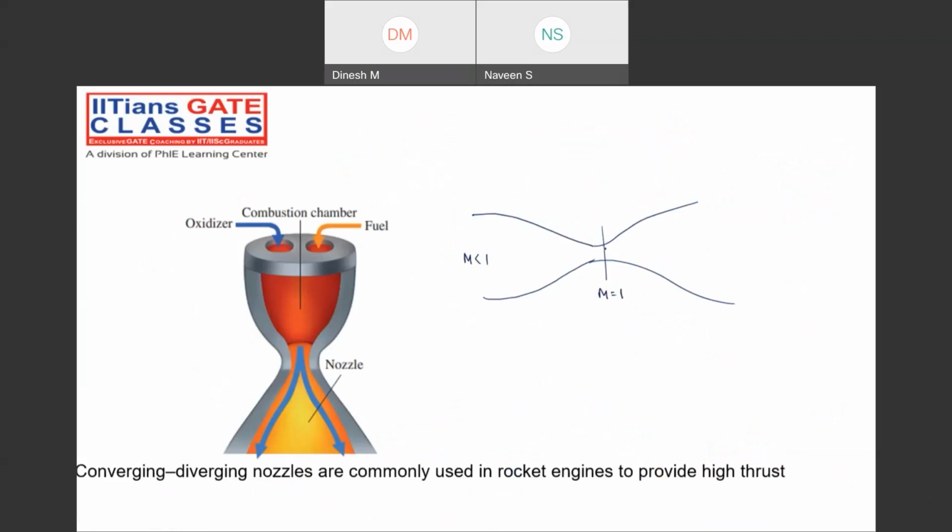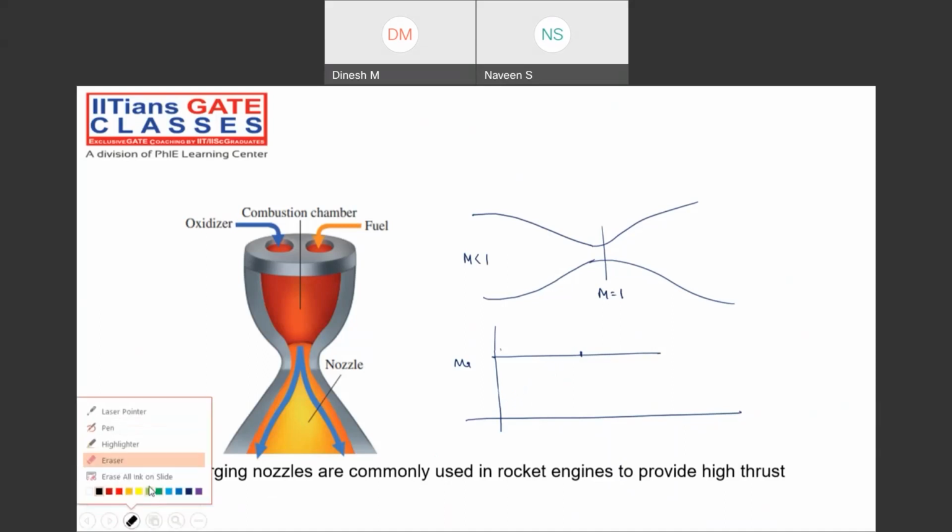The moment you are reaching Mach number 1, if I draw the Mach number profile, Mach number equal to 1. Let me draw exactly to that location. The moment you are reaching Mach number equal to 1, at the exit, you will be getting Mach number more than 1 only, my dear friend.